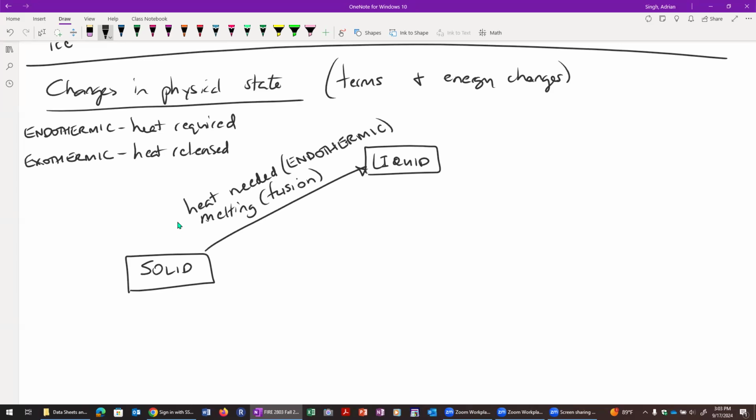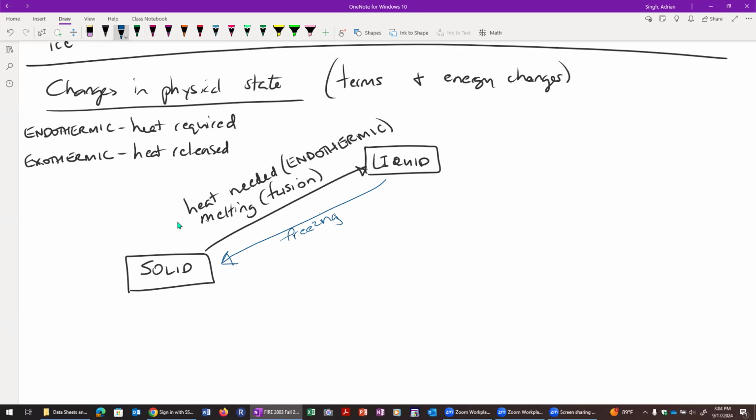So solid turning into a liquid, that's melting or fusion. That's an endothermic process, heat is needed. Going in the opposite direction, we'll do that in blue. We're going from a liquid back into a solid. That is known as freezing. Think about putting some water in an ice tray and sticking it in the freezer.